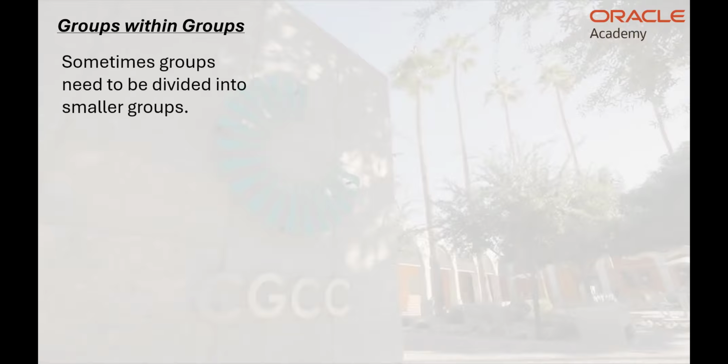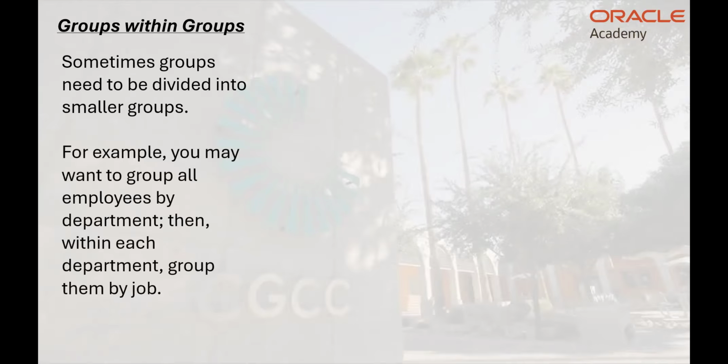All right, moving on, we have what we call groups within groups. So groups within groups, what is that? Sometimes your group needs to be divided into smaller groups, a group within a group. For example, you may want to group all employees by department. Then within each department, you want to group them by job.